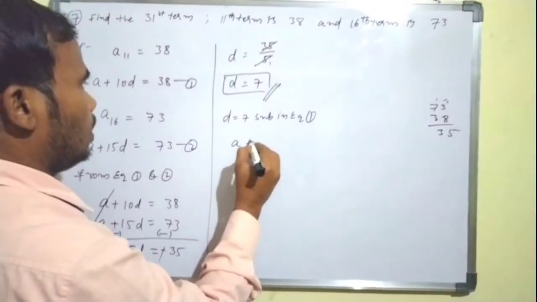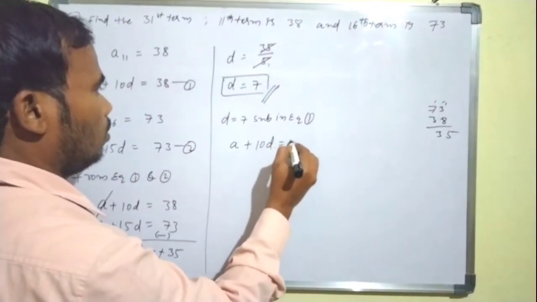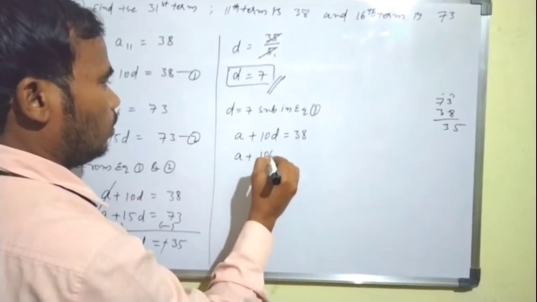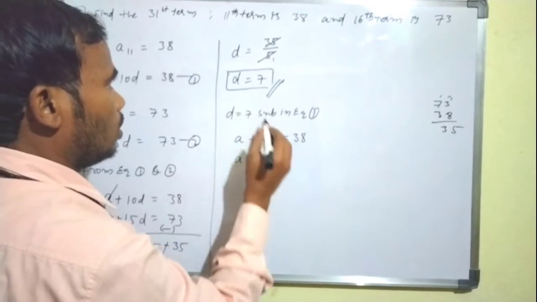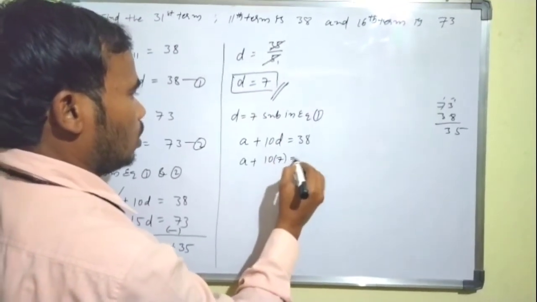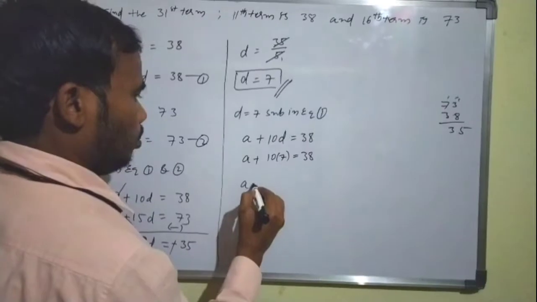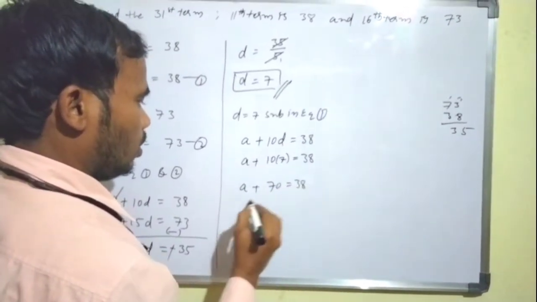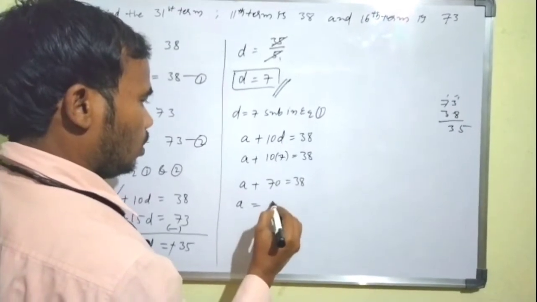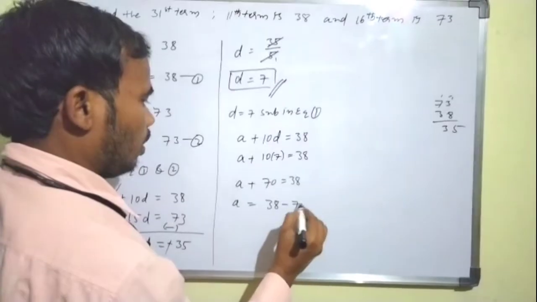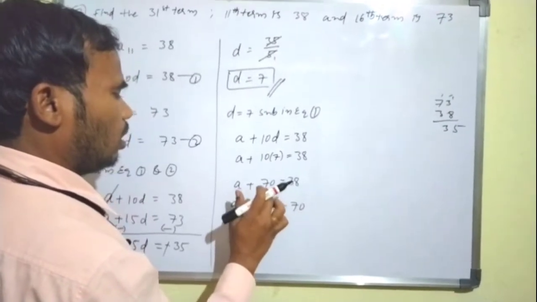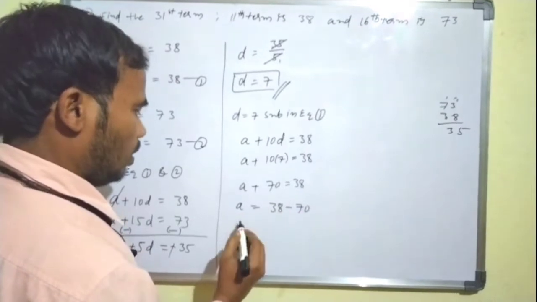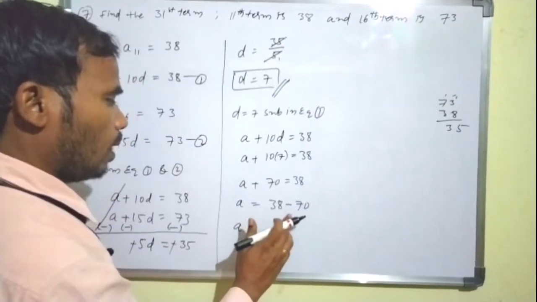So a plus 10d is equal to 38. So a plus 10 into d, which is 7, is equal to 38. A plus 10 into 7, 70, is equal to 38. So a is equal to 38 minus 70, because plus 70 is transported to the right side. What is that getting? Minus 70.